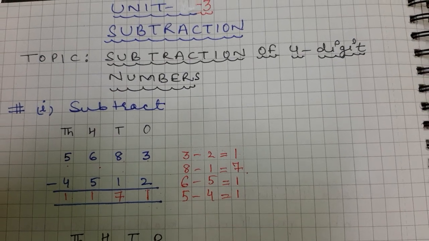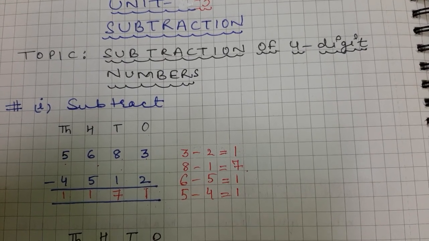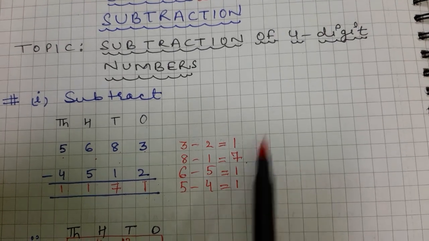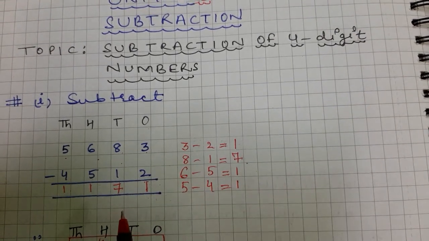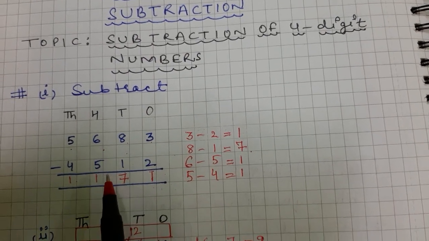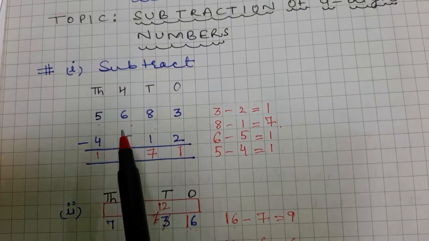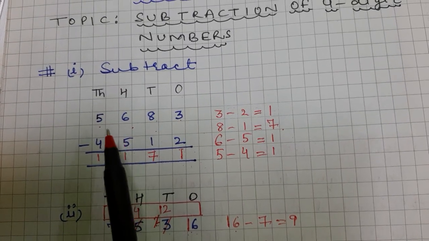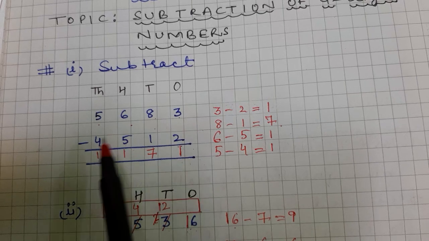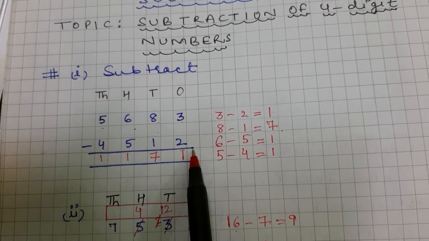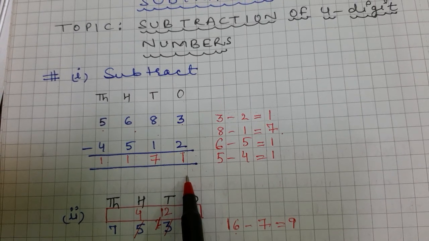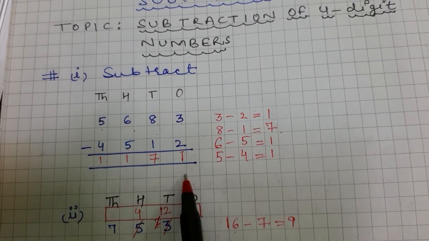In the previous class, students, as we have done the subtraction of the three-digit numbers, in the similar way we will proceed for the four-digit numbers also. So coming onto type 1, we will write the bigger number at the top and the smaller number at the bottom. And always start subtracting from the rightmost side, that is from the ones place.